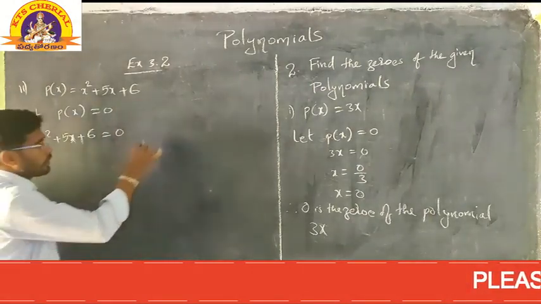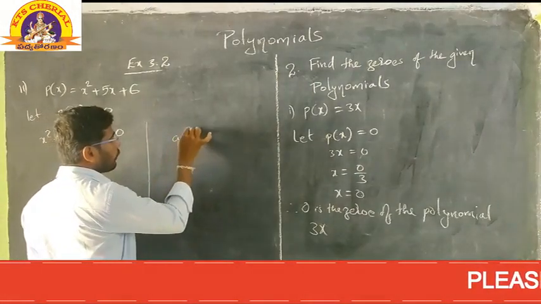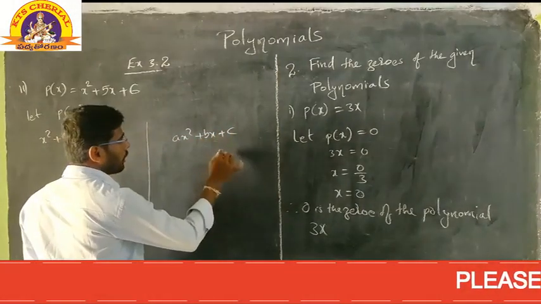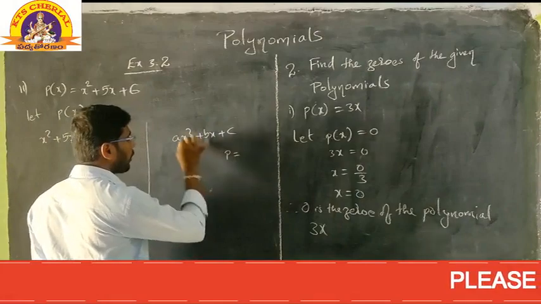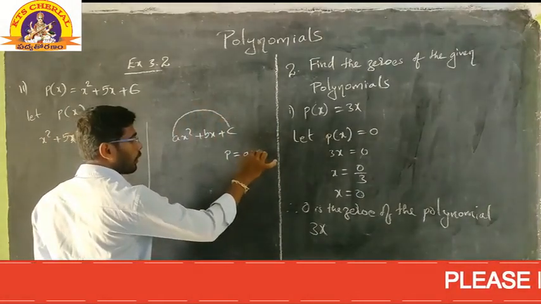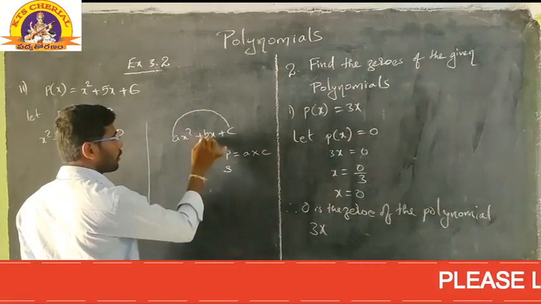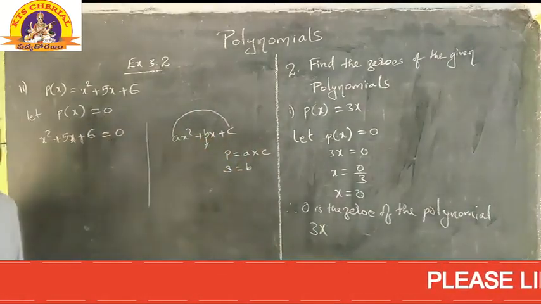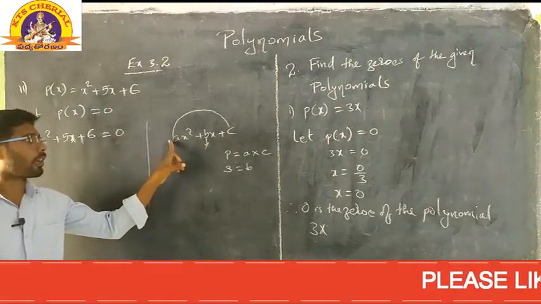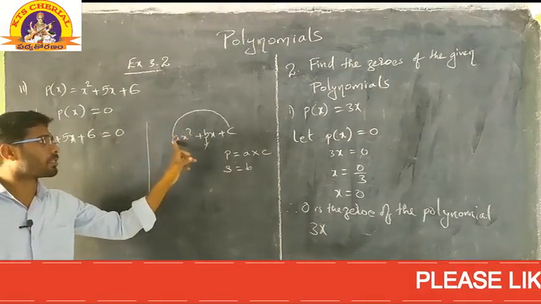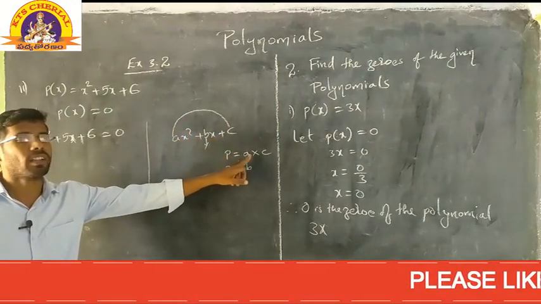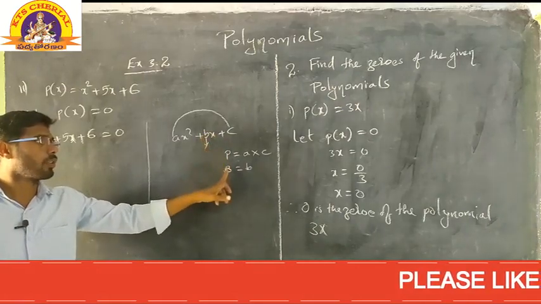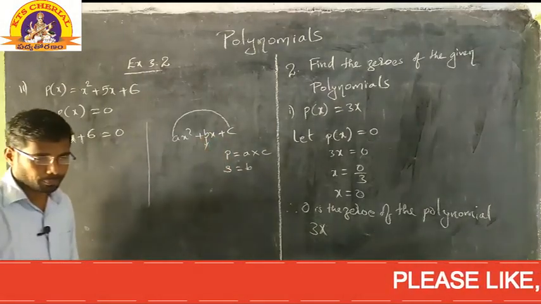Now, already I said, if ax square plus bx plus c is a quadratic polynomial, we will find a product. Product means we will find a into c. Sum means this b, we call it the sum. First we will find the product. How? We will multiply the x square coefficient with the constant term. That we call the product. The x coefficient we will consider as the sum.